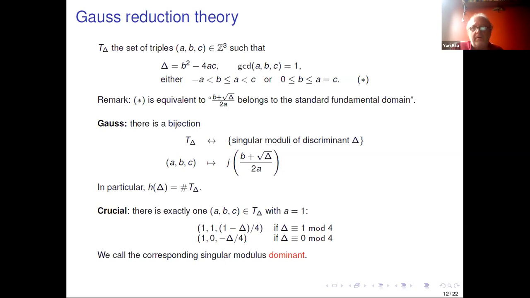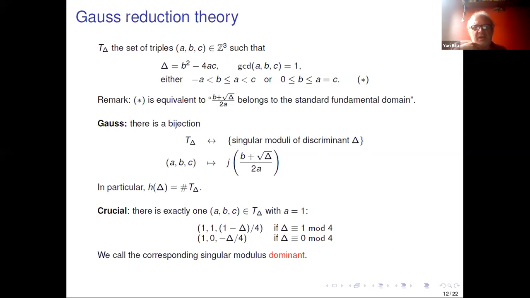This condition looks a bit not obvious to digest from the beginning, but if you imagine the standard fundamental domain, it is simply equivalent to saying that B plus square root of delta over 2A belongs to this standard fundamental domain. There is a bijection between this set and the singular moduli of discriminant delta: to each triple A, B, C, we associate J evaluated at this number. In particular, the number of elements in this set T delta is equal to the class number.